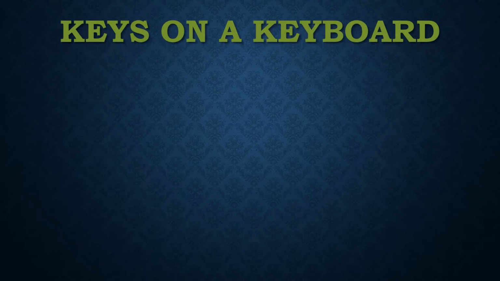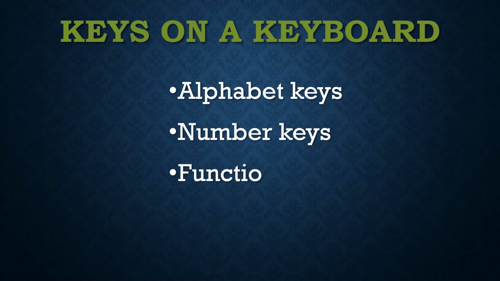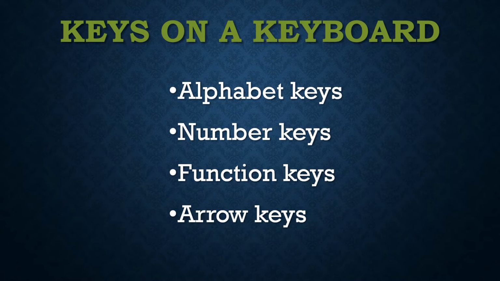Keys on a keyboard. Let us learn how many types of keys are there on the keyboard. There are different types of keys on the keyboard. Their names are as follows: alphabet keys, number keys, function keys, arrow keys, and special keys.